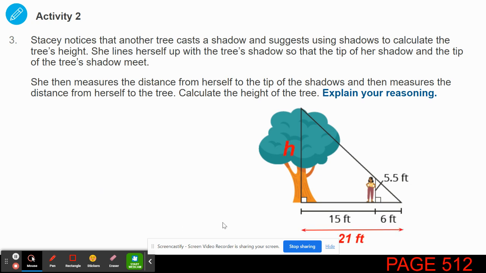Height of the tree, which she's trying to find. Again, note here, this piece is 15, this piece is 6. So the entire base of this triangle would be 21 feet. So if we're looking at the big triangle versus the little triangle, we need this entire piece down here, 21, to set up our proportion. So now we've got h over 5.5, so this height over Stacy's height, and then 21 over 6, so the base of the big triangle over the base of the little triangle. Again, it comes down to cross multiplying, divide by 6, and we get a height of 19.25 feet here.